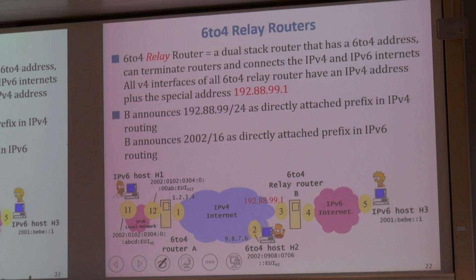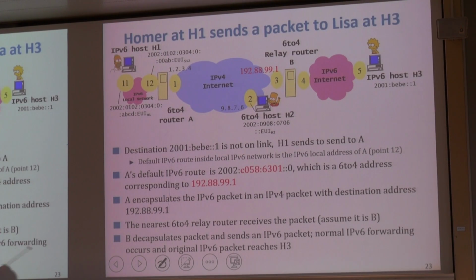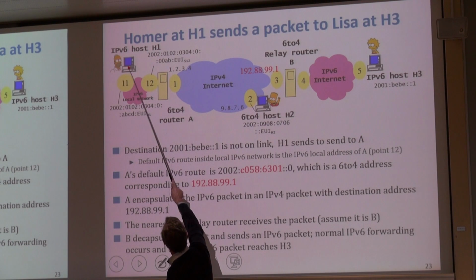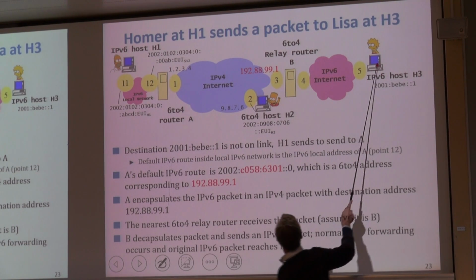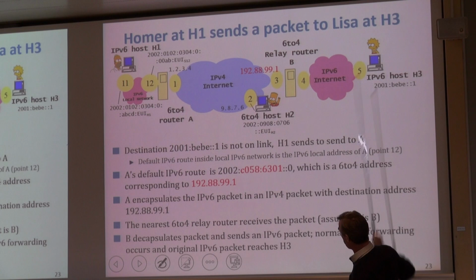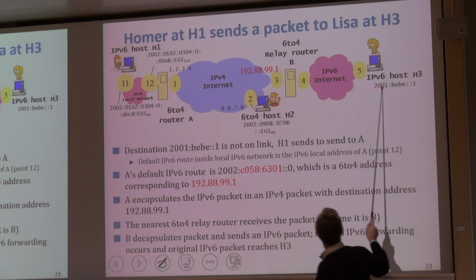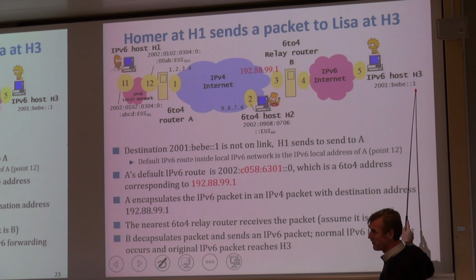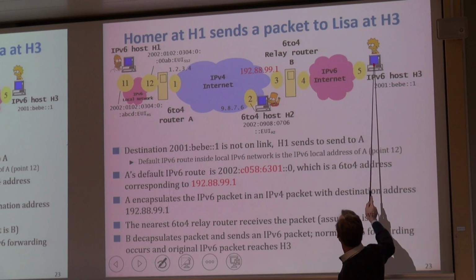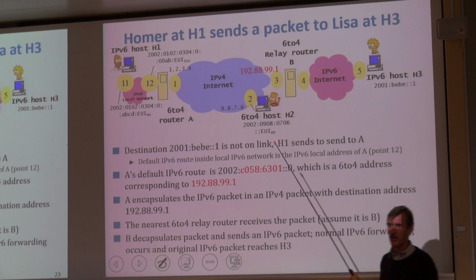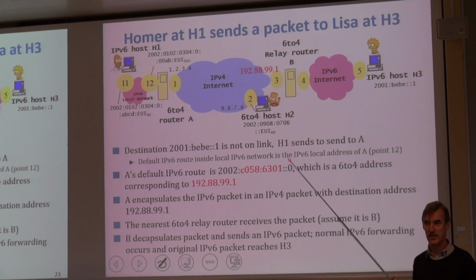Now, let's study how it will work in one case where Homer at H1, so here, sends a packet to H3, to Lisa here. Then let's look at the steps. H3 has this destination address. How does Homer know to send a packet to this destination address? Well, with the classical mechanism, DNS.